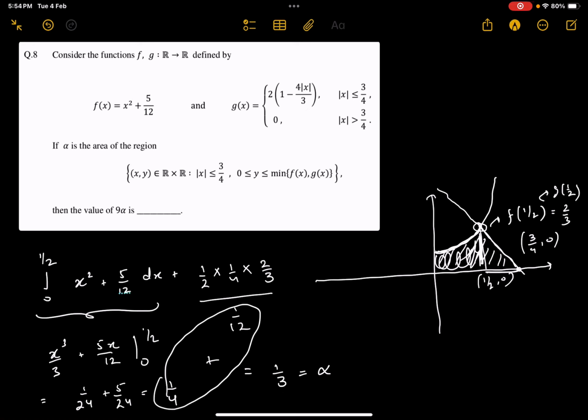so again we made a mistake here. This is not alpha, this is in fact alpha by 2, because this is just this area when x is greater than 0. As this is an even function and this whole thing is symmetrical about the y-axis, we'll have the same amount of area here as well. So alpha by 2 is 1 by 3, which gives us alpha equals 2 by 3, which gives us 9 alpha equals 6. So the answer is 6.